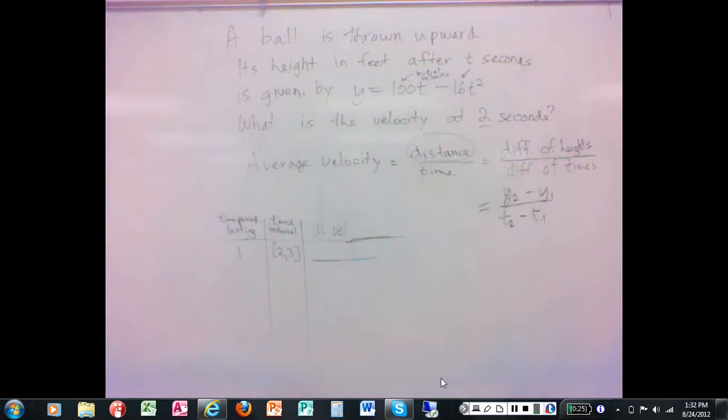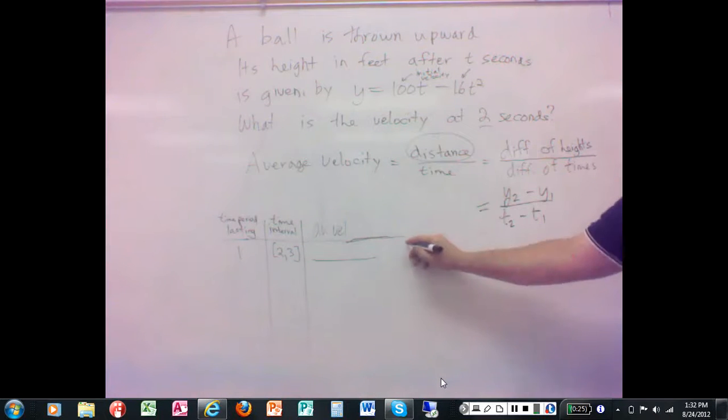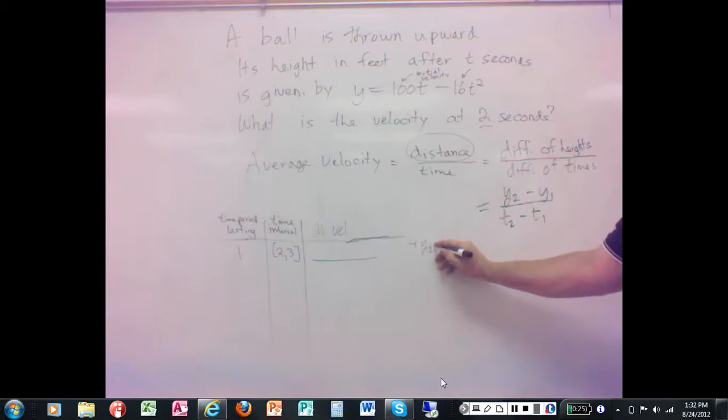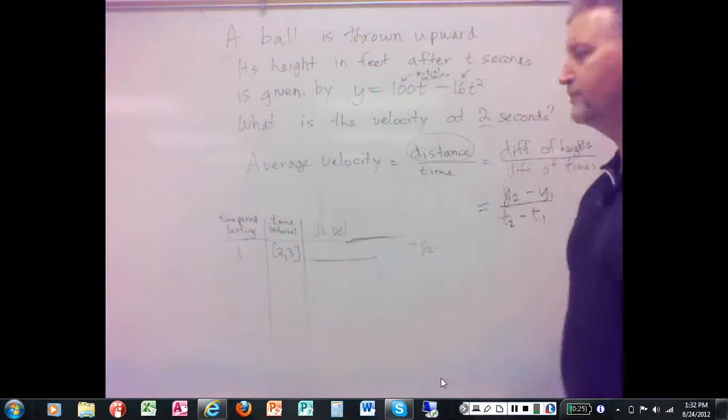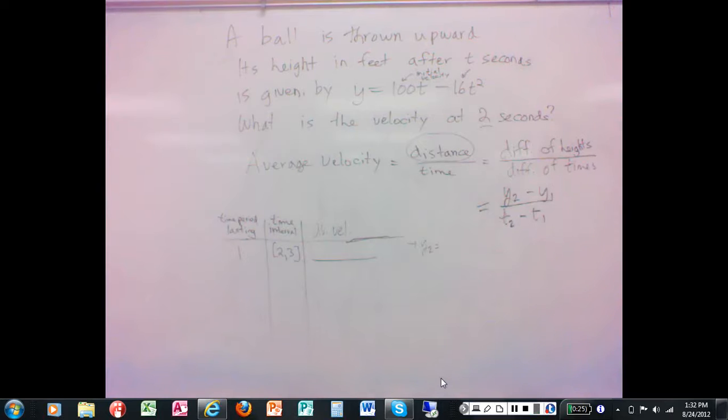And so in this case, y2 would be the value of the height at 3 seconds. So that would be 300 minus 16 times 9. That's 300 minus 144. It's 156.